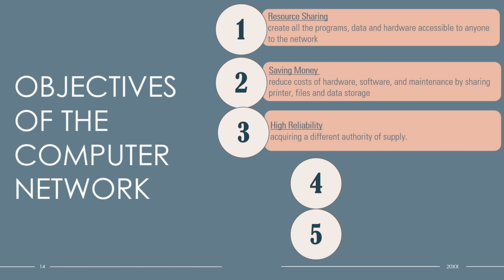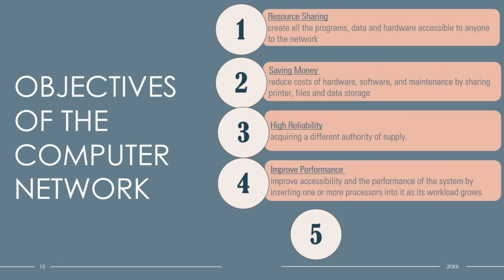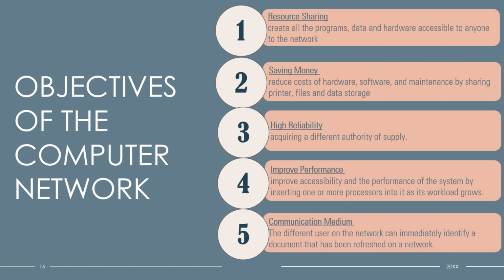This is to make sure that all the users will get the best experience when using the network. Wow, that's great. Do you know that computer network also helps improve the network performance and accessibility of the system for users? Oh, really? But how? Let me tell you how. It is done by inserting one or more processors into it as its workload grows, so that it won't lag when there's too much data in the system. Oh, and lastly, I know that computer network acts as a communication medium for the users because it can immediately identify a document that has been refreshed on the network.